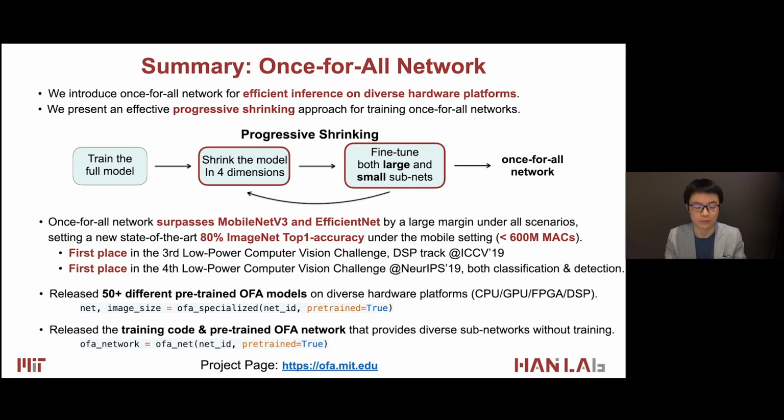You're very welcome to contribute. If you have a new device you want to specialize it for, like the TPU or another device or another mobile phone, right? You can use your own design space and follow this progressive shrinking, decoupling, training, and search method to design your own Once-for-All model and also the specialized network. Okay, and the project page can be found at the bottom.